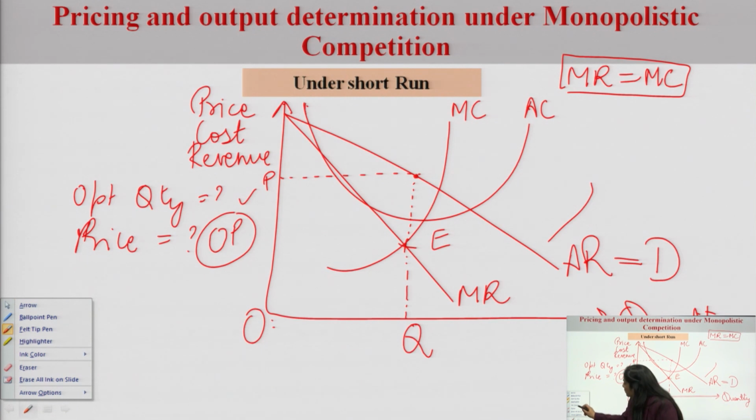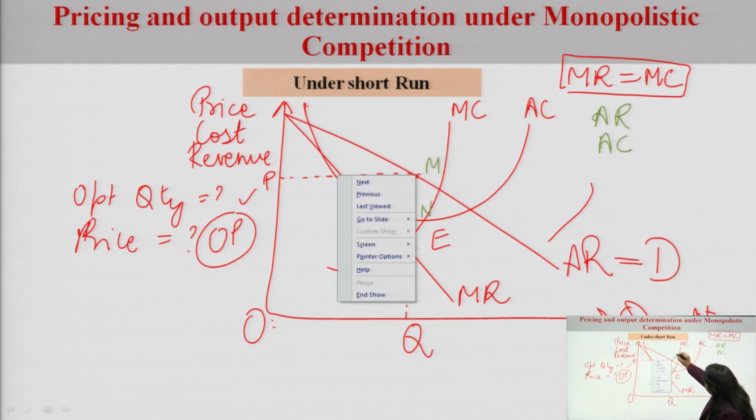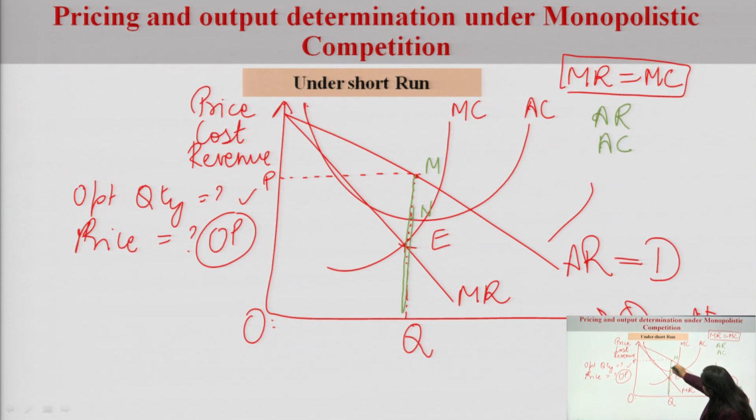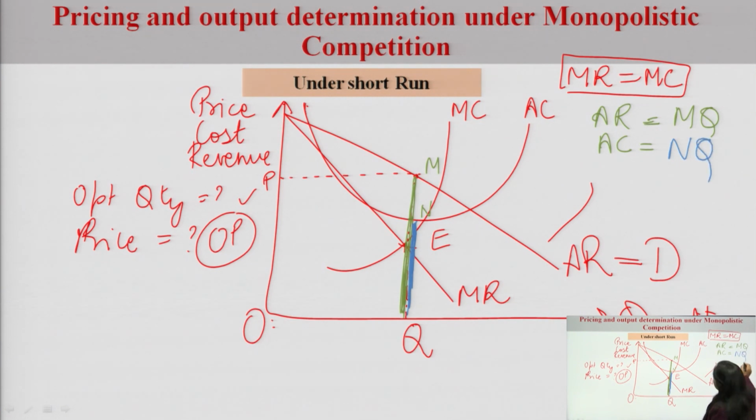Now, we want to know what kind of profits there are for the seller. To understand this, we denote two points M and N, and we need to compare two things, AR and AC. Average revenue I am denoting by a green line, that is equal to MQ. Average cost I am denoting by a blue line, average cost is equal to NQ. So, now you can see the difference. Profit is average revenue minus average cost. So, MN is the profit.